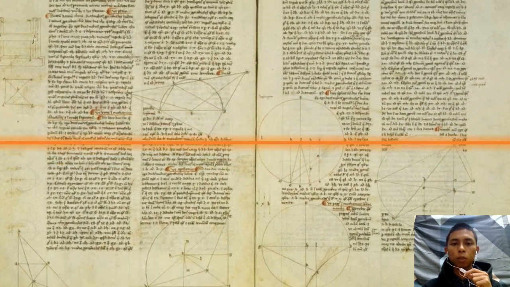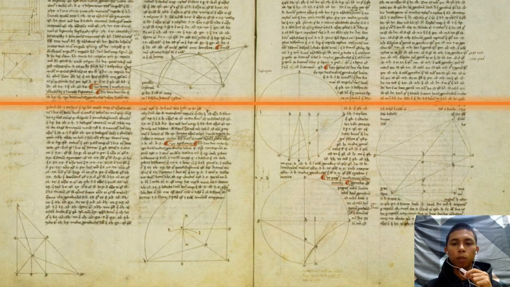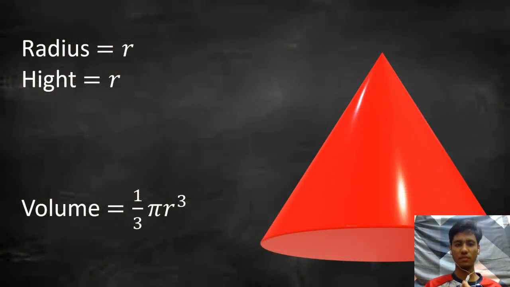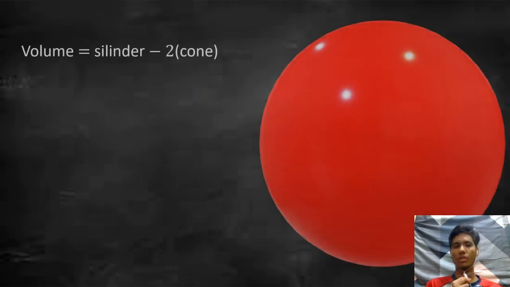After we scan Archimedes' book, we are able to know that he knows all of these three figures already. The first figure is a cone with radius r and height r. So the volume of the cone is 1 over 3 times pi times r cubed. The second figure is a cylinder with radius r and height 2r. So the volume of it is equal to 2 times pi times r cubed. The volume of the sphere is equal to the cylinder minus the cone, which is 4 over 3 times pi times r cubed.